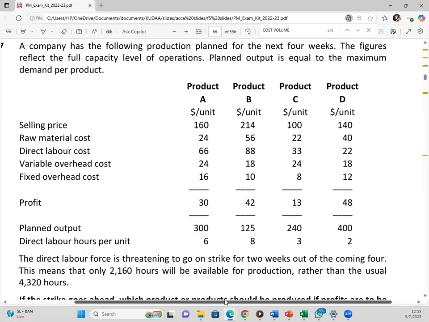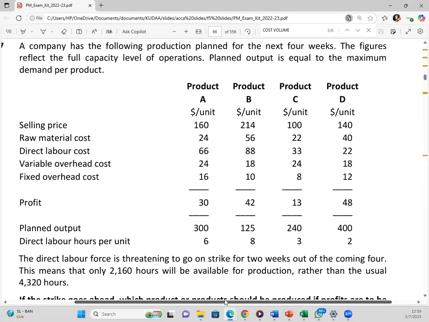Then, if we go below, the direct labor force is threatening to go on strike for 2 weeks out of the coming 4. This means that only 2,160 hours will be available for production rather than the usual 4,320.